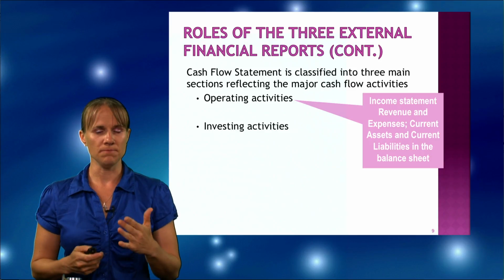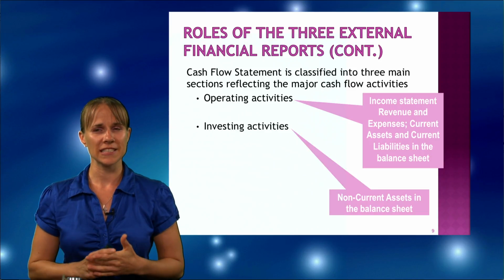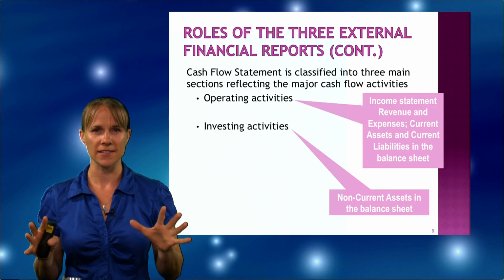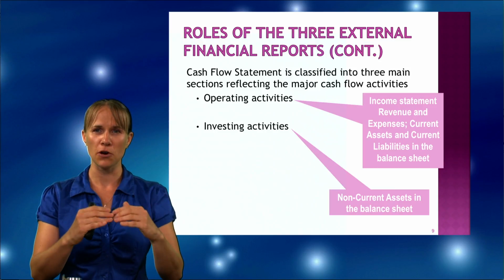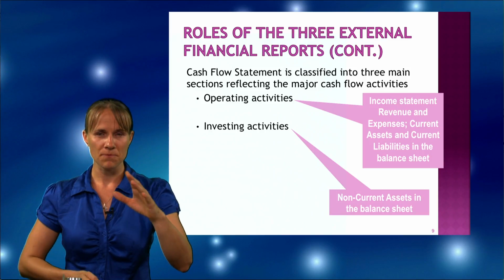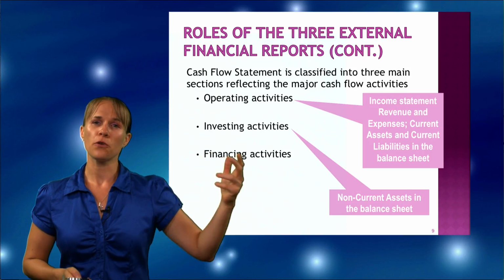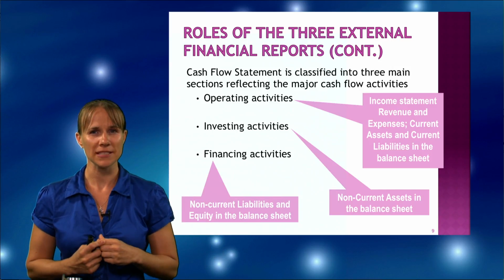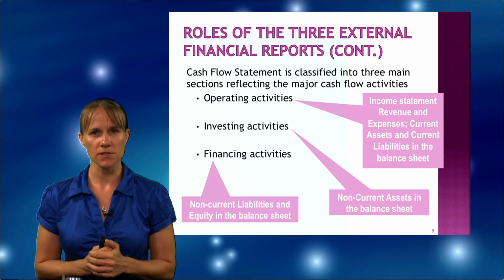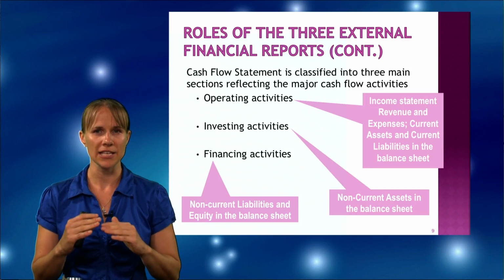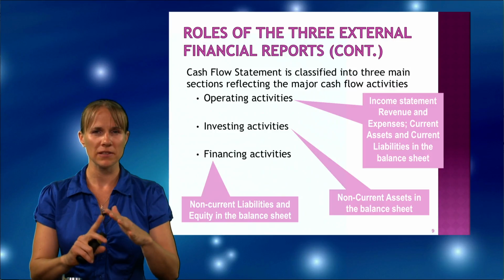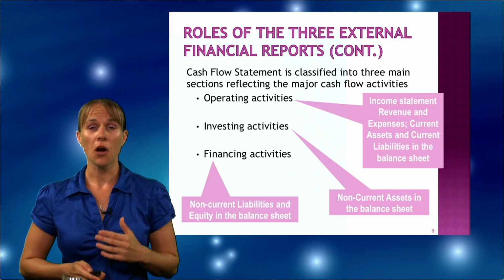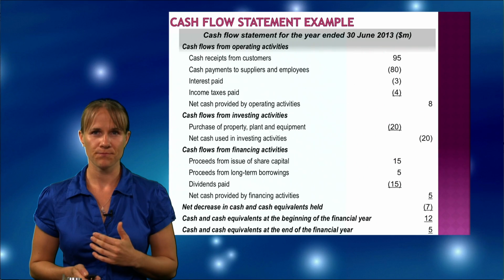Investing activities. So your investing activities include your non-current assets in the balance sheet, and that's it. So you only want to know where cash is involved with the non-current asset for your investing activities. For financing activities, here we want non-current liabilities and equity items. That's it. So where cash is relating to non-current liabilities and equity, they go here in the financing activities part of a cash flow statement.